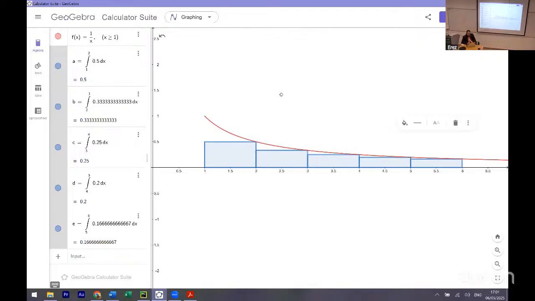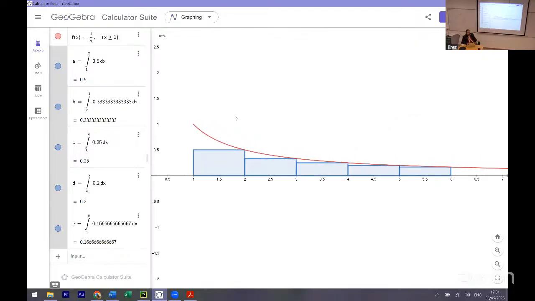So what are the areas of the rectangles that I drew on the board? What is the width of each of the rectangles? Always one, right? Because 1 and 2, 2 and 3. What is the height? 1 over n plus 1. Right, it's half, then a third, then a quarter, and so forth. Agreed?